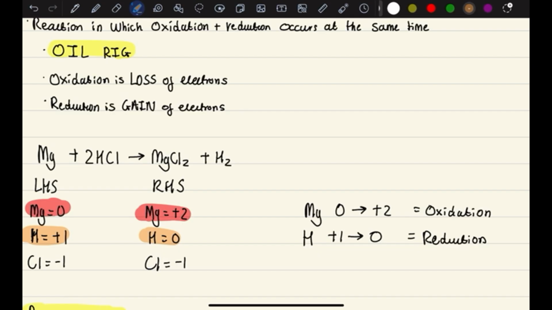So magnesium has lost electrons because it's gone from 0 to +2. A positive change in oxidation number means that you're losing electrons. It lost electrons, so it's oxidized. And the hydrogen has gone from +1 to 0. Its oxidation number has gone down, it's been reduced because it gained an electron. That's the mindset that we need to get into when we're answering these questions.